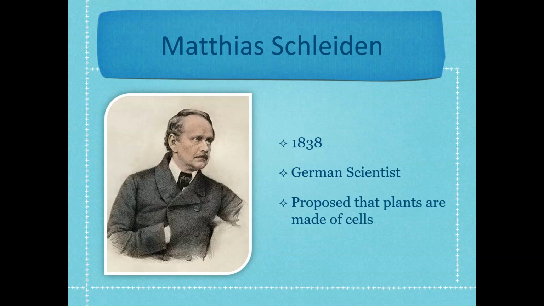And so he is the first person to propose this sort of overarching generalization that all plants must be made of cells, because at this point he hadn't come across anything different. And we know today that all plants are in fact made of cells.